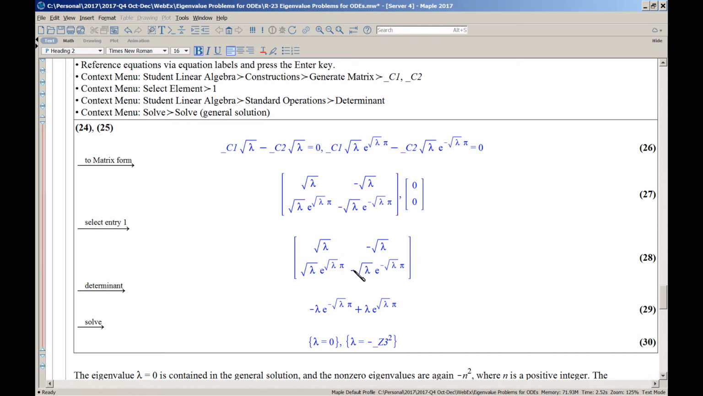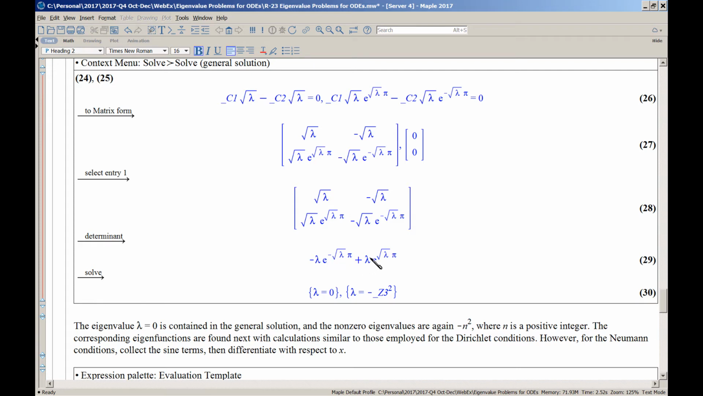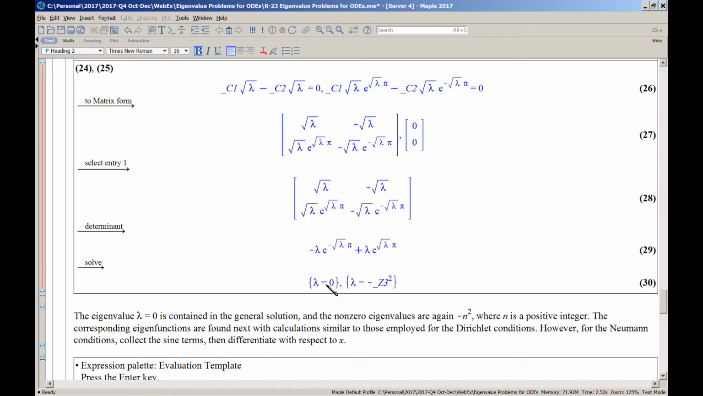The determinant of this matrix would have to be 0. So here is that determinant. You set it equal to 0 and you solve. Now notice that Maple comes back with lambda is the negative of an integer squared, because that's what the underscore Z3 means, or lambda equals 0. And you have to check out these two cases separately.